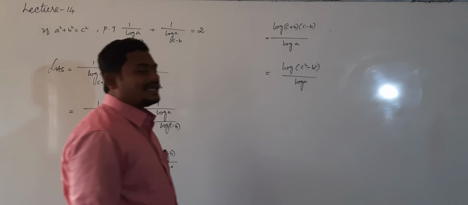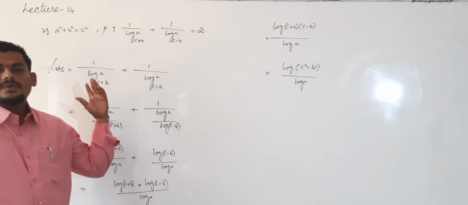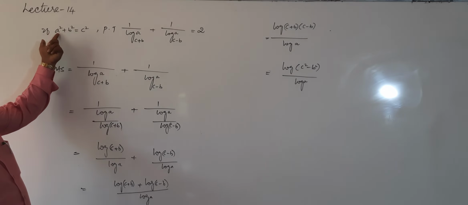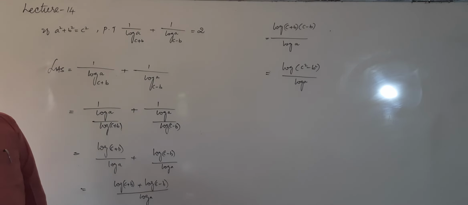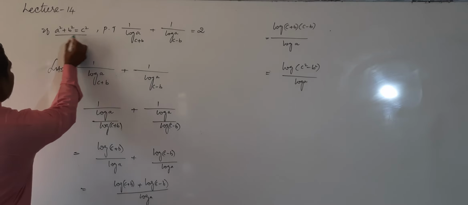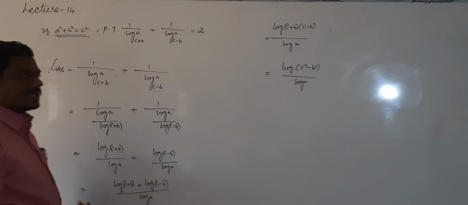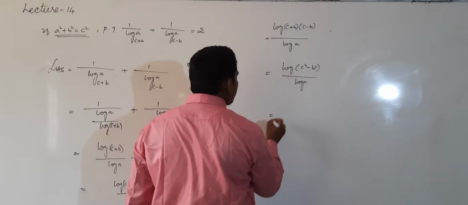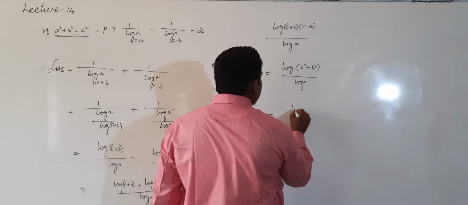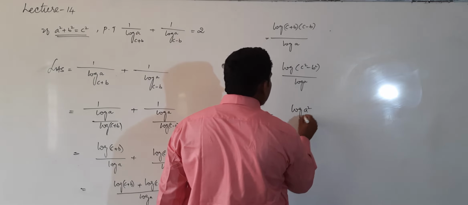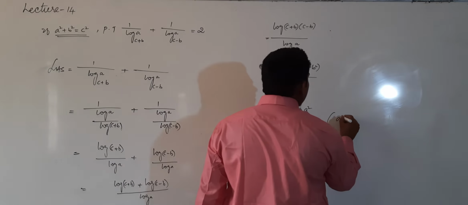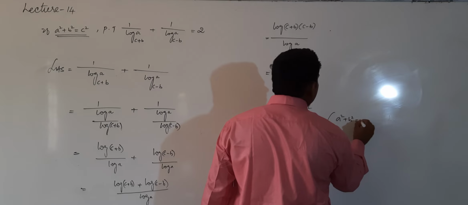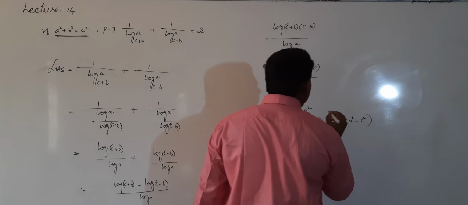Now look at the given condition. What is given? A square plus b square equals c square. Then what is c square minus b square? From this condition, clearly a square. So log of a square divided by log a, because a square plus b square is equal to c square is given.